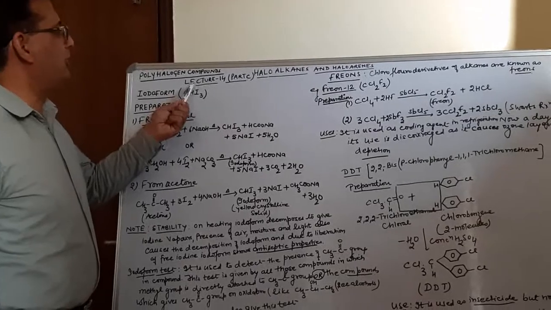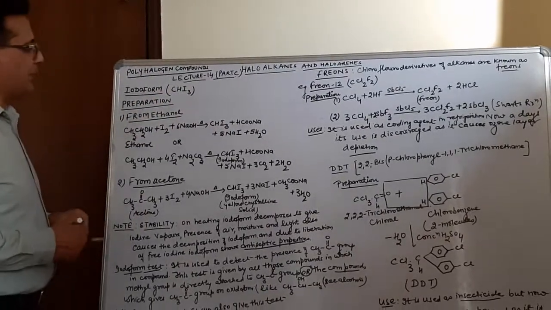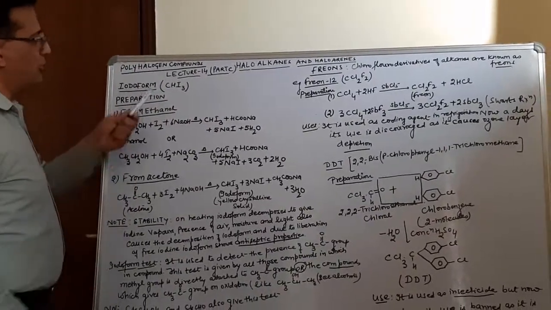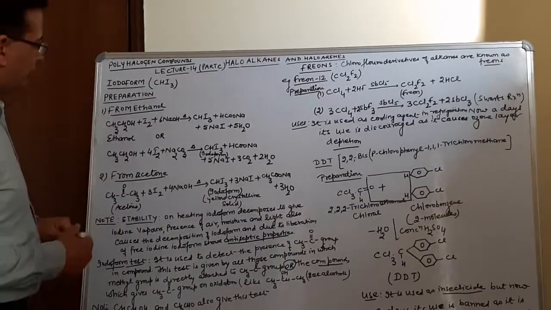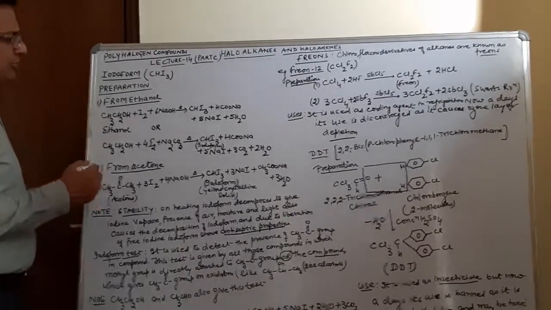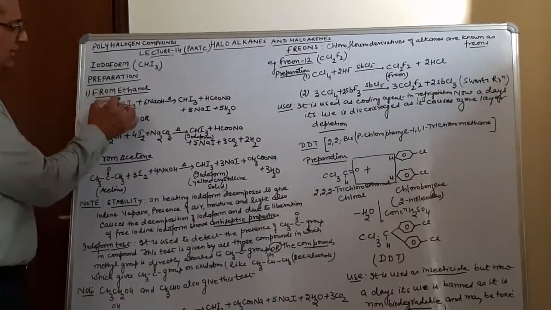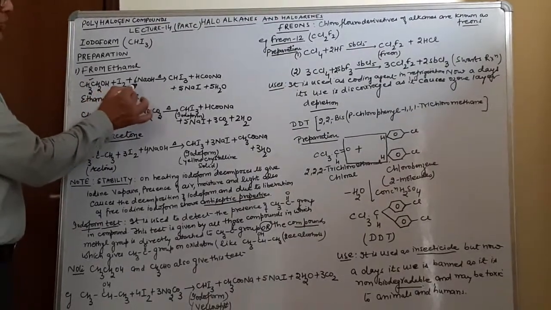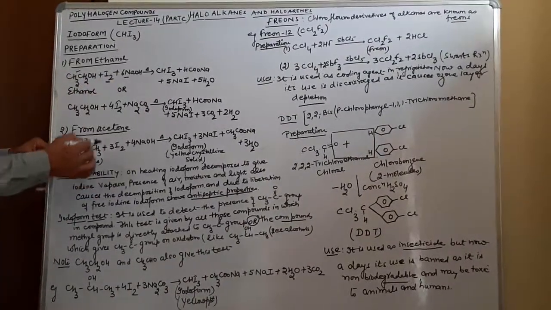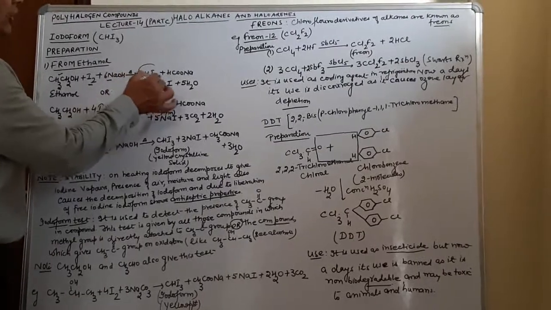In lecture 14, part C, we'll discuss iodoform. Similar to chloroform, iodoform can be prepared from ethanol and acetone. Very simple reaction, but very important reaction. Ethyl alcohol, when made to react with iodine and sodium hydroxide, will produce iodoform.